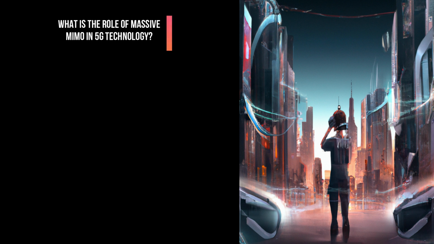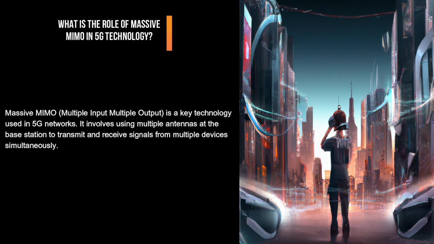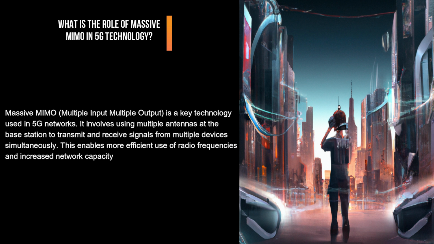What is the role of massive MIMO in 5G technology? Massive MIMO, multiple input multiple output, is a key technology used in 5G networks. It involves using multiple antennas at the base station to transmit and receive signals from multiple devices simultaneously. This enables more efficient use of radio frequencies and increased network capacity.